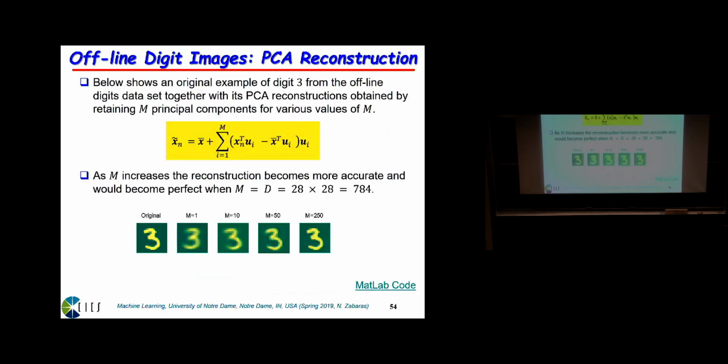Okay, and here is the same problem, basically trying to do reconstruction. Once you reduce the space to a subspace of dimension 1, you can see this is the reconstruction you get of this digit 3. In subspace M equal to 10, you get something a little bit better. With 250, you basically get almost the same original image, but don't forget the actual dimensionality of the image is 784.